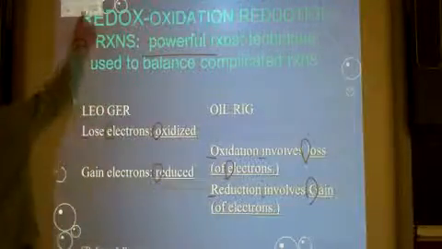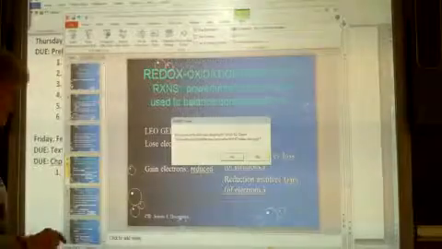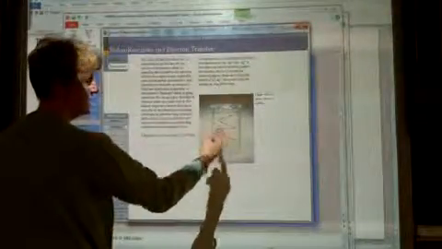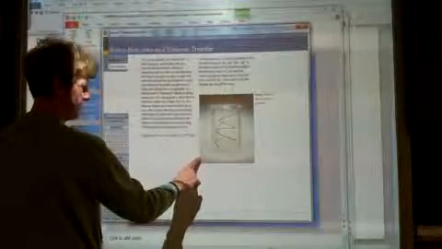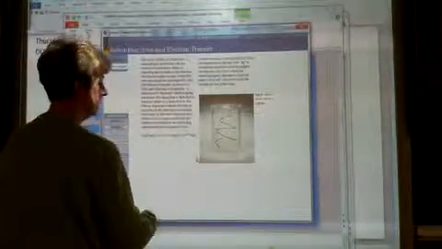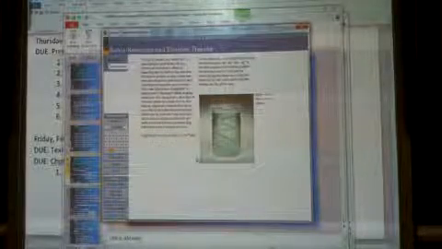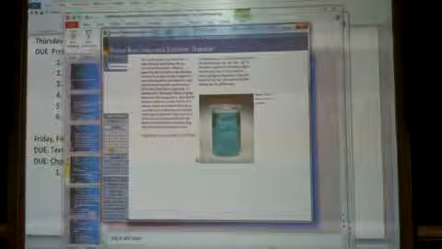Let's take a peek. It says we should peek at this CD, screen 8, okay? And so when I do, this is another redox reaction that you've seen many times. When a piece of copper metal is placed in a solution containing silver ions, solid silver crystallizes on the copper.